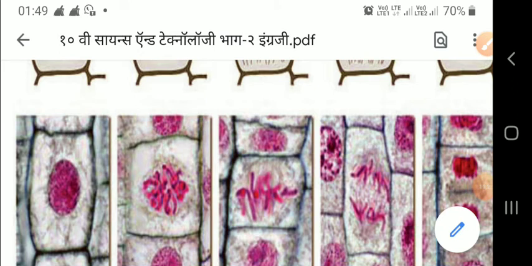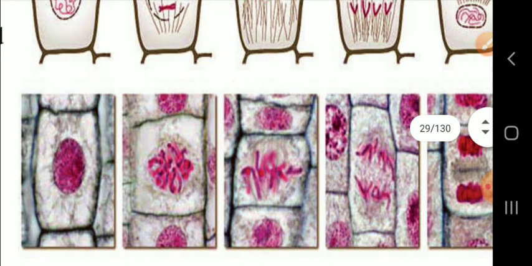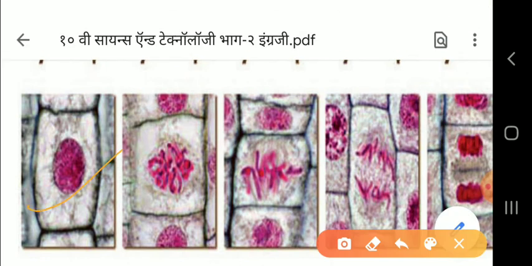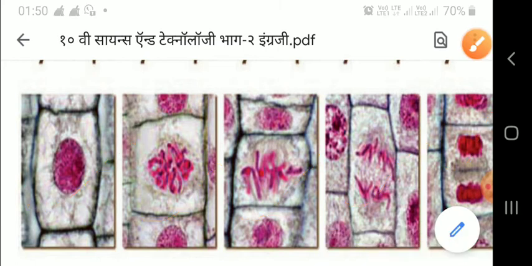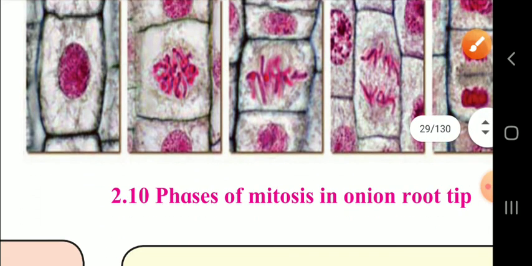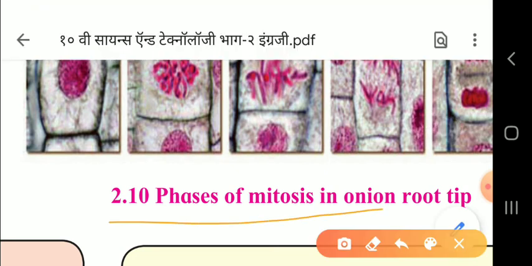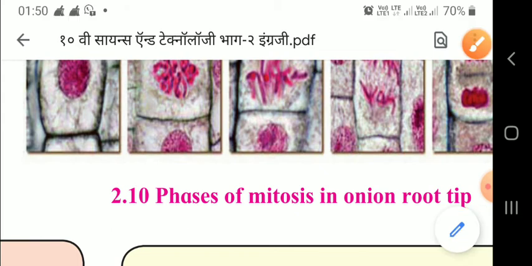See here how the cell is there. Then here in the center you can see the nucleus is there. Here you can see all the chromosomes are there. Here also different stages. Here you can see these all are the stages which you can see in the onion. Now phases of the mitosis in onion root tip. This all I have shown you, children.